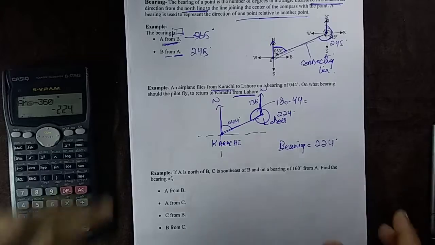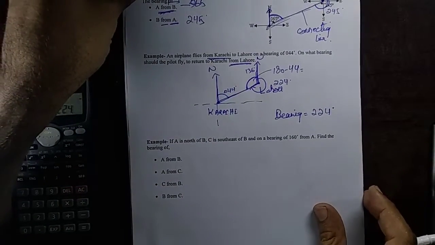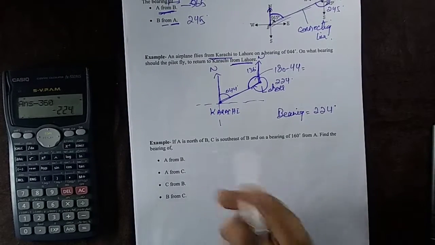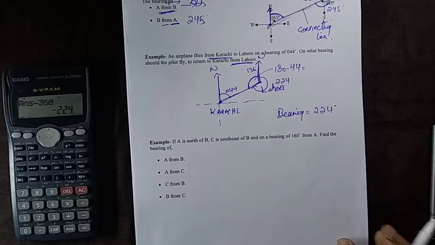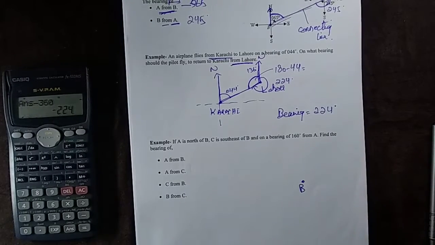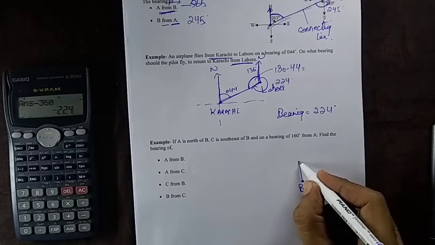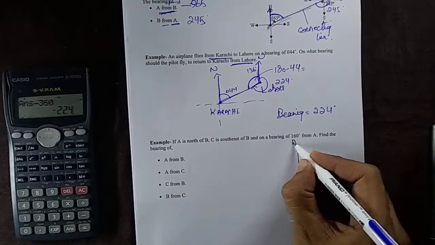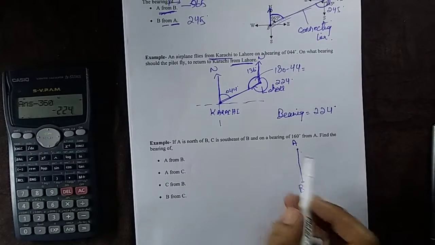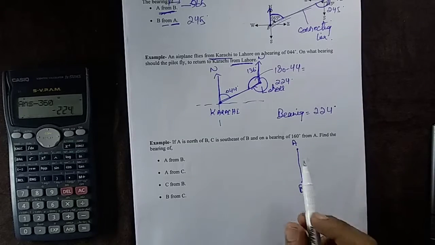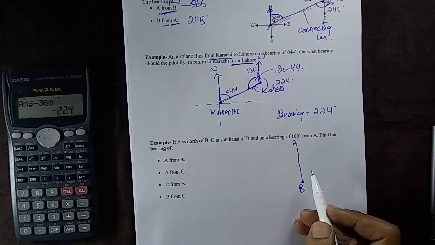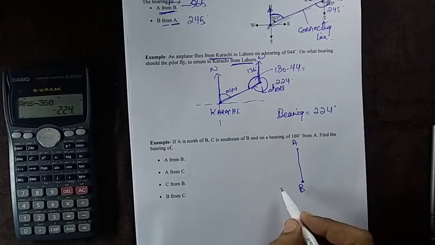Now in the next example, we are given the condition that A is north of B. That means B would be a point here, and A is at north of B, and this point would be A, since A is at north of B. C is southeast of B and on a bearing of 160 degrees from A.